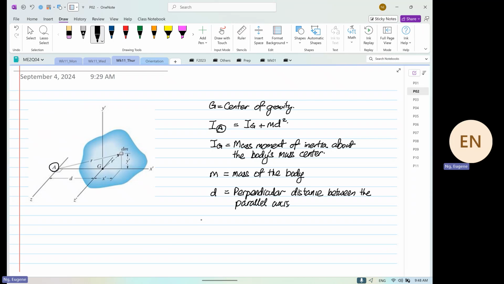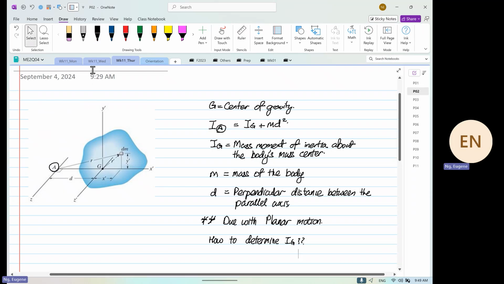And note most of the time we are going to deal with planar motion. Okay. So the motion is on a plane. Okay. Now some of you might wonder how to determine Ig. Okay. How to determine I, the mass moment of inertia. I'm not going to do the math of it. Okay. We are just going to apply.